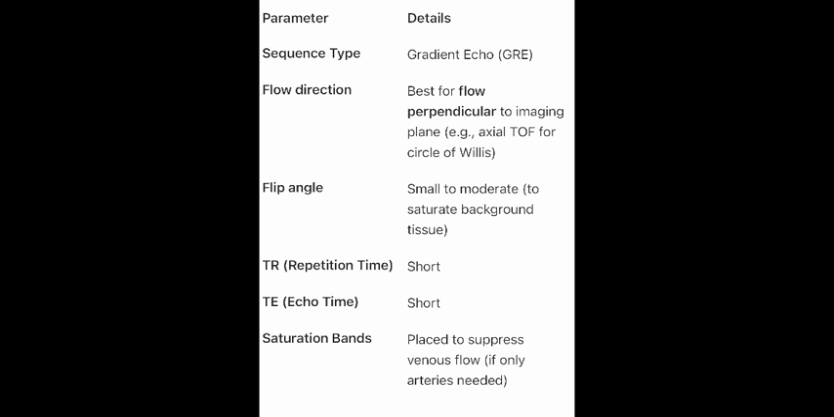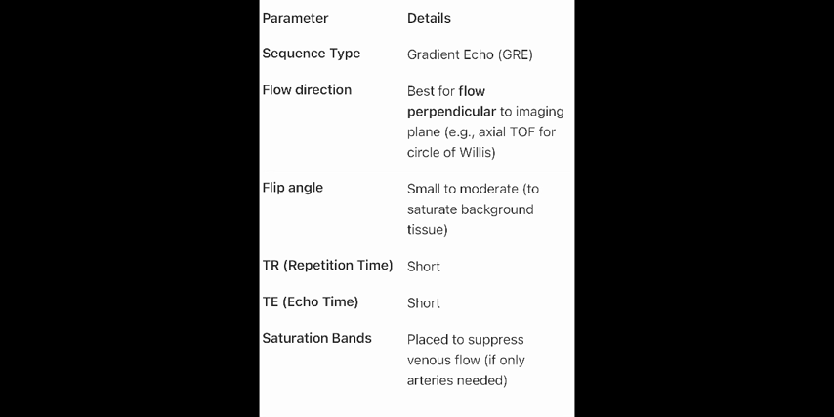So I am showing a key technical feature chart on the screen in which parameters are mentioned along with details. First one is the sequence type. This is a gradient echo or GRE type sequence, which is known for flow. Direction must be perpendicular to the imaging plane, for example, axial TOF of the circle of Willis. Flip angle must be small to moderate. TR and TE must be short, and also apply a saturation band to suppress the venous flow if only artery is needed.